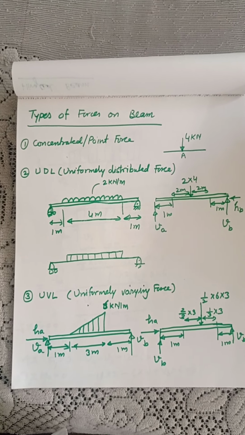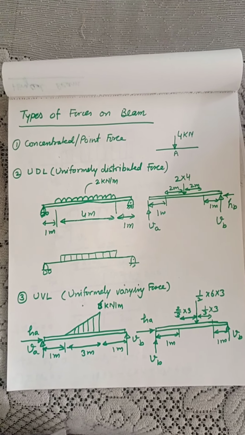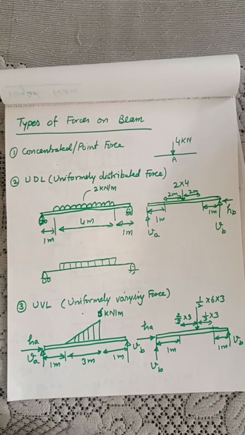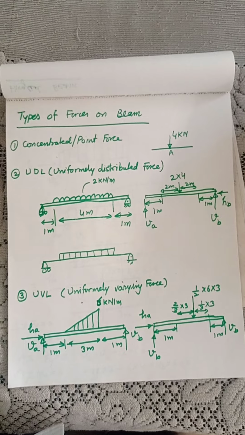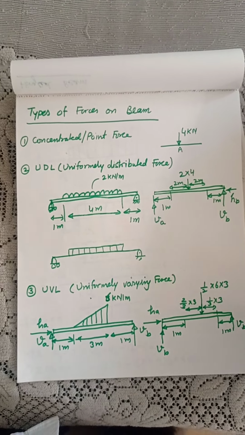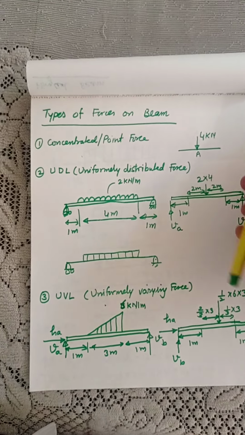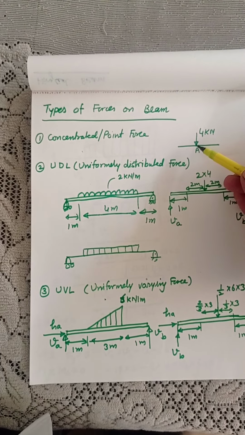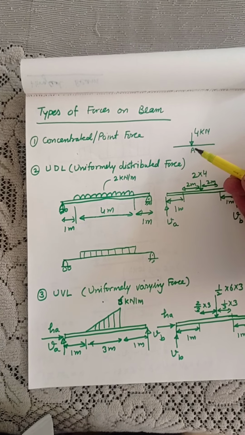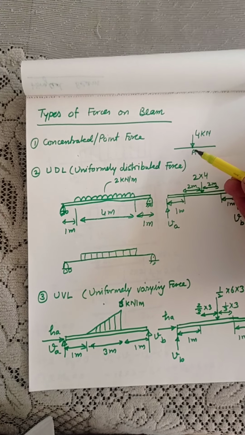So there are three kinds of forces which we normally take into consideration when we are giving questions at first year level. The first kind of force is concentrated force or point force. It is a kind of force which is shown here. It is acting at a particular point. 4 kilonewton is acting at a particular point.